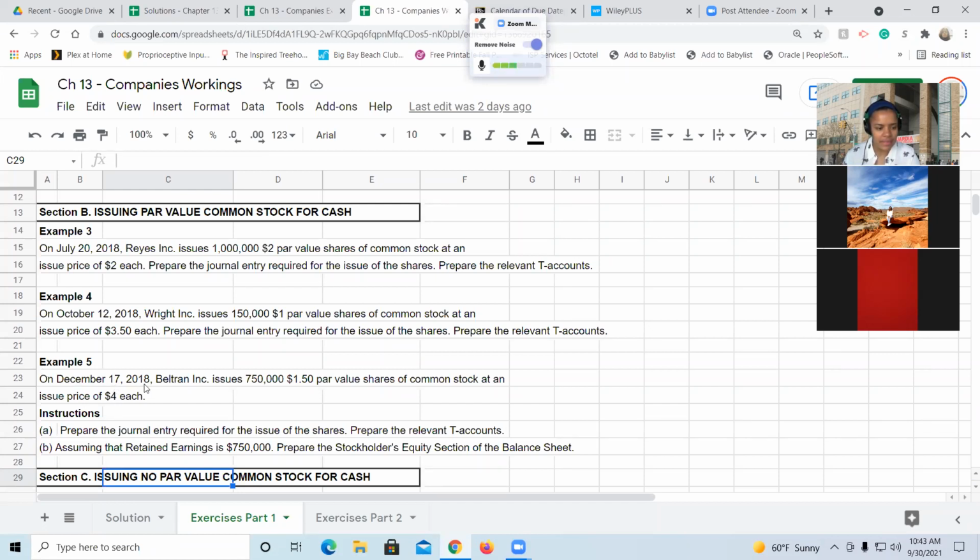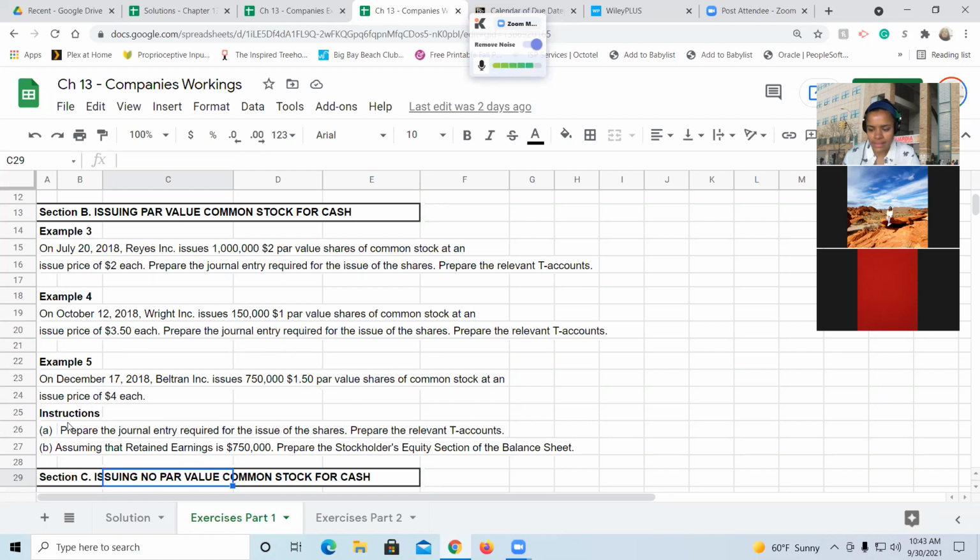It says, on December the 17th, 2018, Beltran Inc. issues 750,000 shares of $1.50 par value common stock at an issue price, so that's the sales price, of $4 each. Prepare the journal entry required for the issue of the shares. Prepare the relevant T accounts.